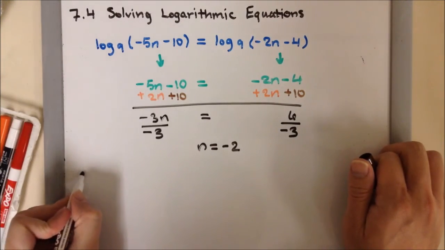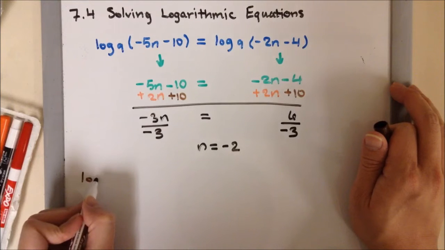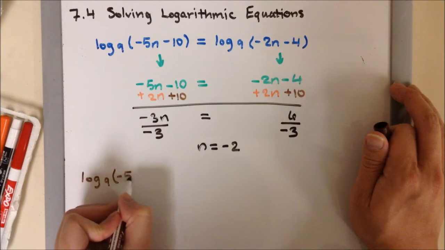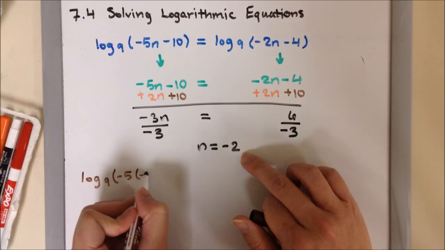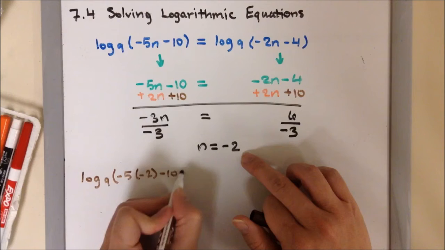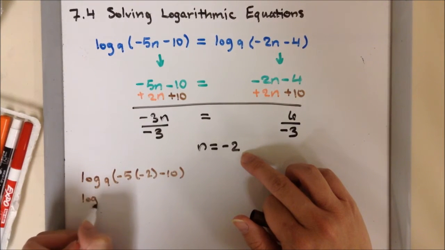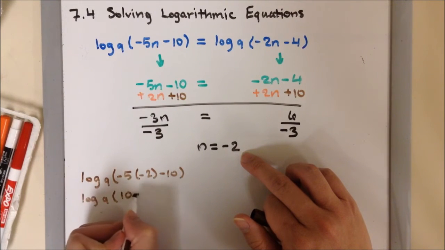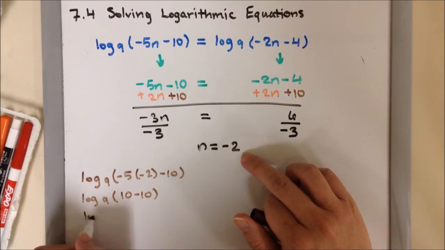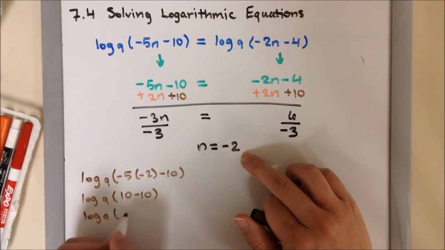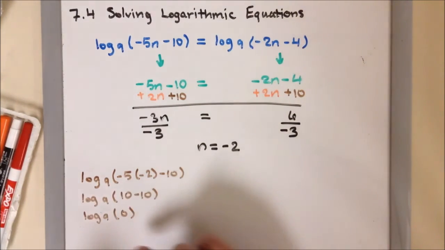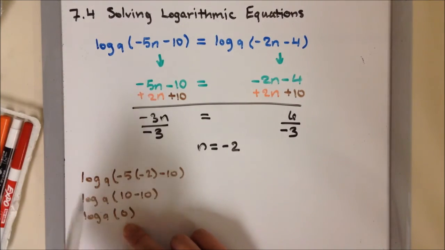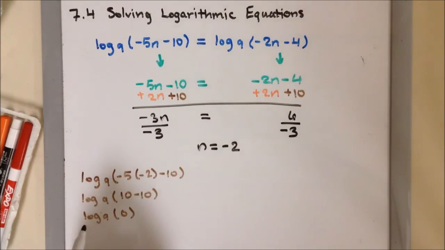So on the left side, you can do the right side first if you choose. Order does not matter. Log base 9 of negative 5, instead of n, I'm going to put negative 2 and then minus 10. So log base 9, negative 5 times negative 2 is positive 10 and then minus 10. So I'm going to have log base 9 of 10 minus 10 is 0. Since I got a 0 inside of parentheses, meaning the log answer, then the left side will be undefined, so I can say the right side will be undefined.